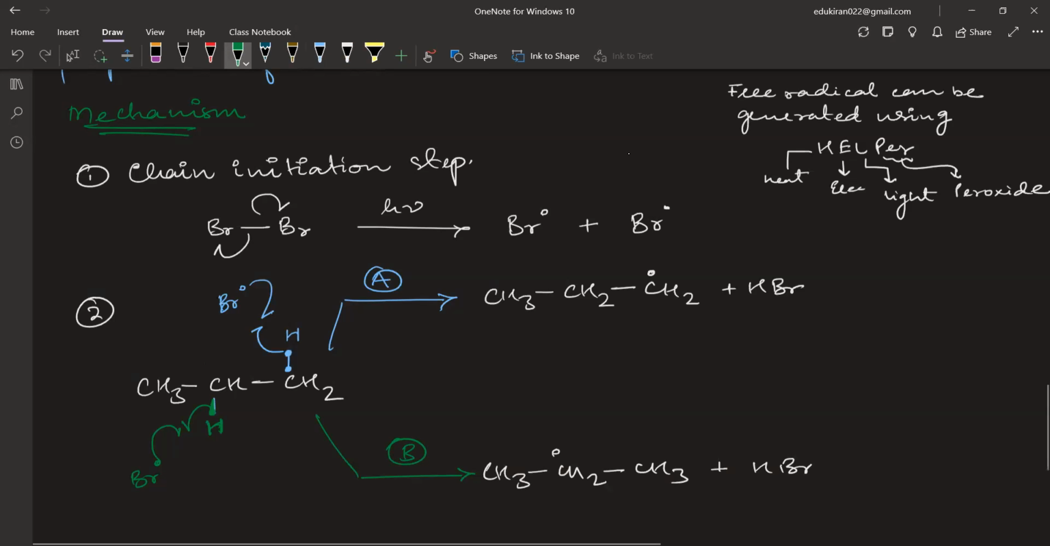Now raise your hand if you know which will be more stable. Raise your hand, don't say the answer. Raise your hand if you know which will be more stable, A or B. Which will be more stable, A or B?